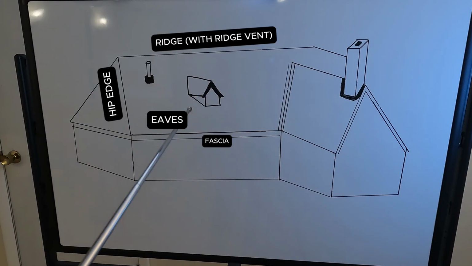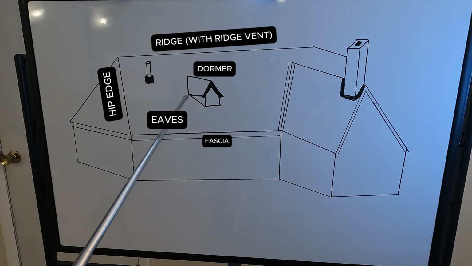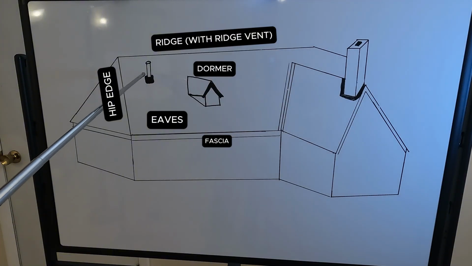Okay. And then this little protrusion right here, this is called a dormer. Some houses have them, some don't, obviously. I just drew it in case you have one on your house and you're wondering what it's called. That's called a dormer. Okay, then we have vents.